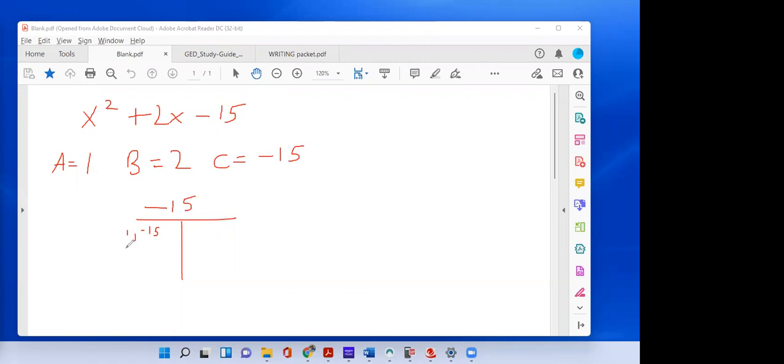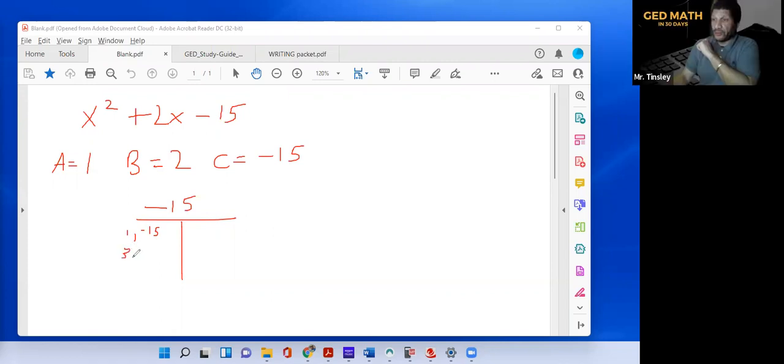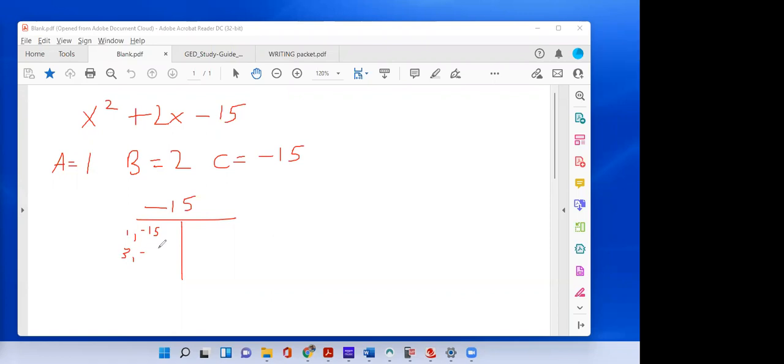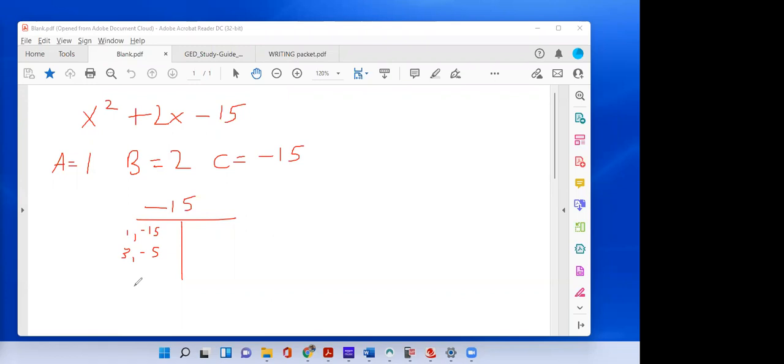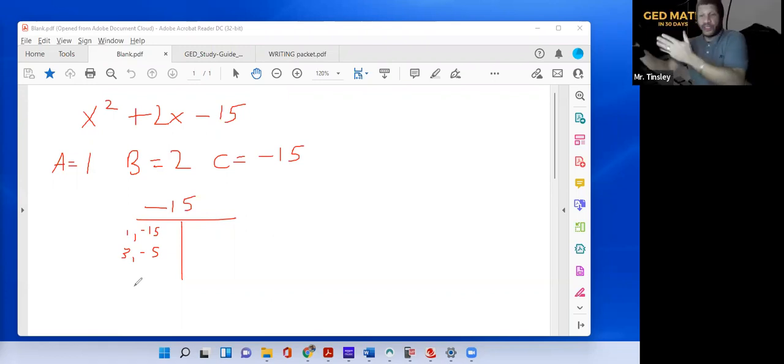Can 3 go into 15? Yes. What do I have to multiply 3 by to get negative 15? Negative 5. Can 4 go into 15? No. Can 5 go into negative 15? Yes, 3. Okay, so we already chose 5, so we don't have to do 5. We're done. Let's go on the other side.